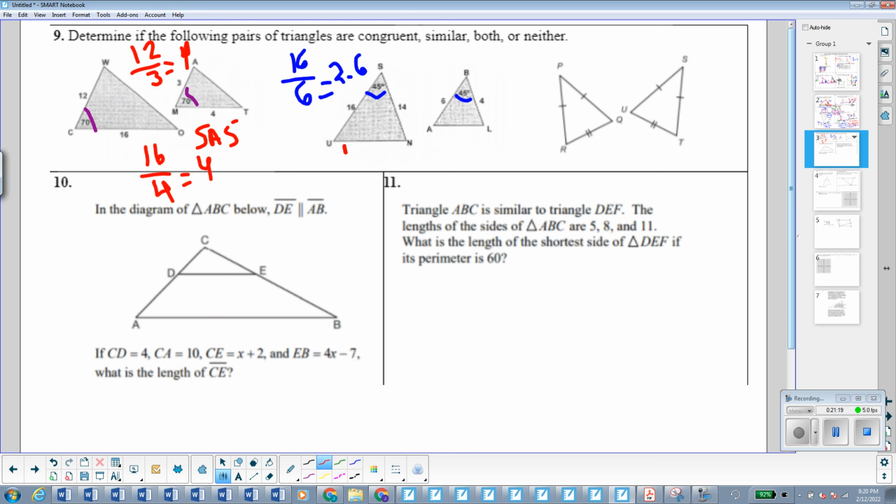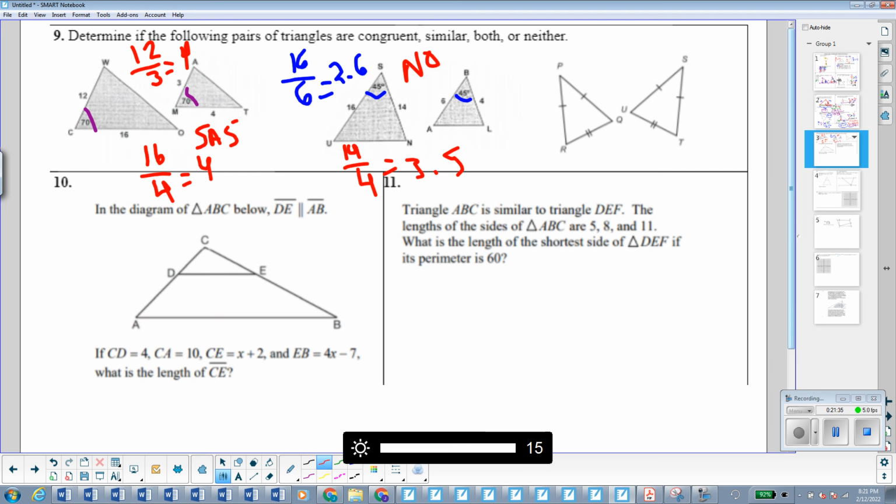Then I'm going to do the other corresponding sides, 14 divided by 4. And what do I get here? 14 divided by 4, and I get 3.5. Clearly, these are not the same. So I'm going to write these triangles are not similar. It's not SAS because the corresponding sides are not proportional by the same scale factor. We don't have any other information here to conclude it's similar by angle because I don't know anything about the other pairs of angles.